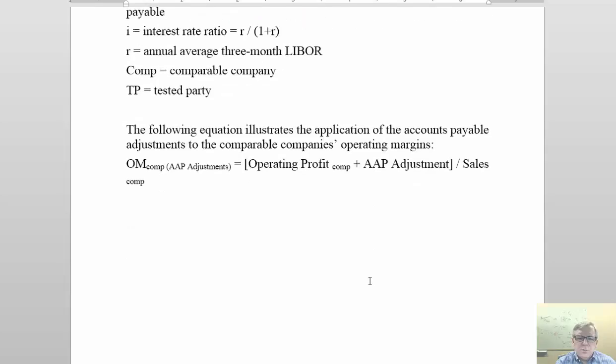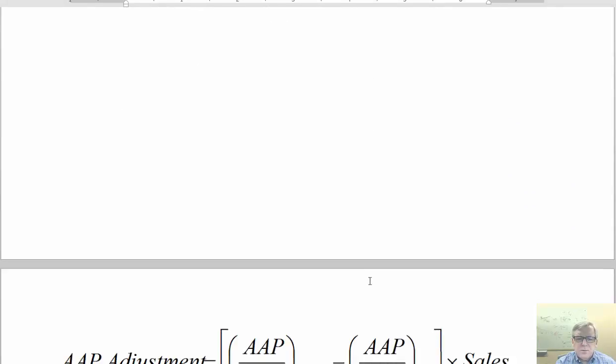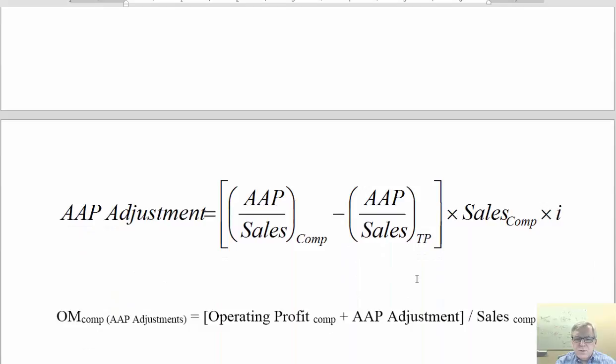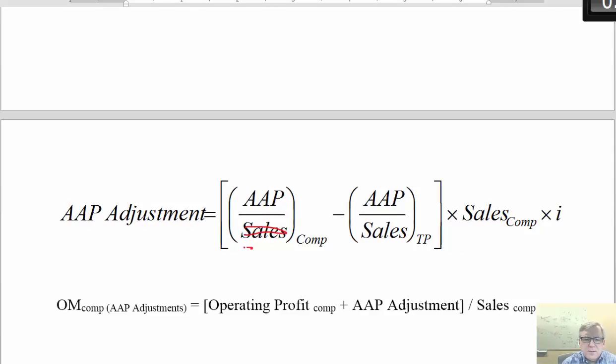So to address that, I'm going to go down here to a version of this equation that's a little bit larger so that we can mark it up a bit and talk about some of the ways to think about this problem. So to start off with, this is no longer going to be sales, right? This is going to be costs. And the same here for the tested party. We're no longer going to use sales, we're going to use costs.